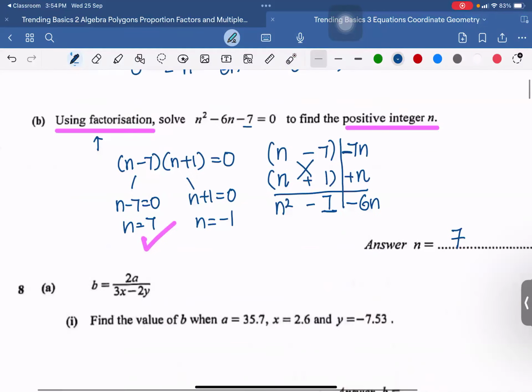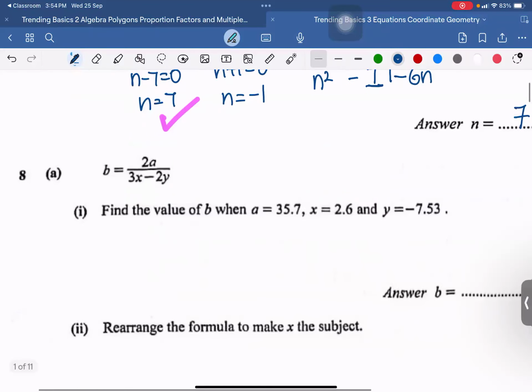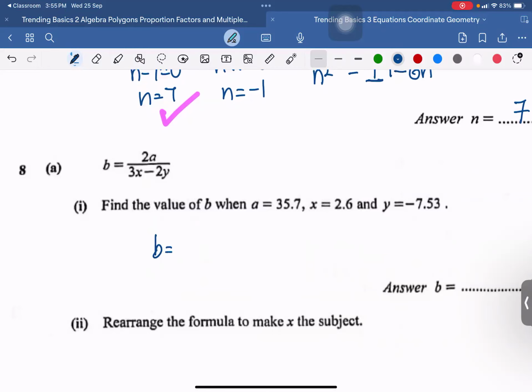Okay, good. Next one, find the value of b when a equals so on and so forth. Okay, please, can you all calculate and tell me the number? Anyone found the answer already? Calculator. 3.12, is it? Let me check. It's an exact number. 2 times 35.7.